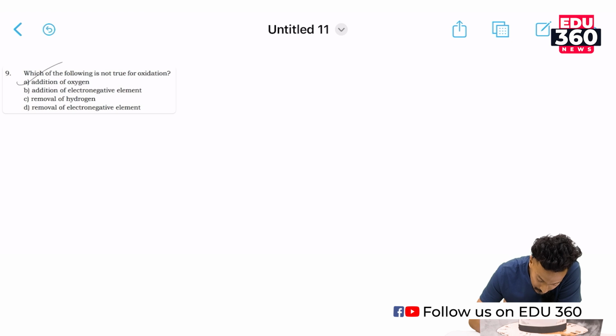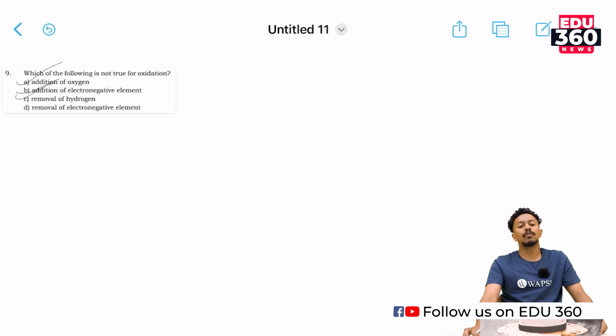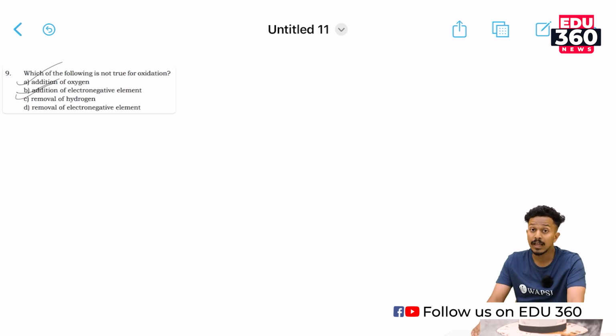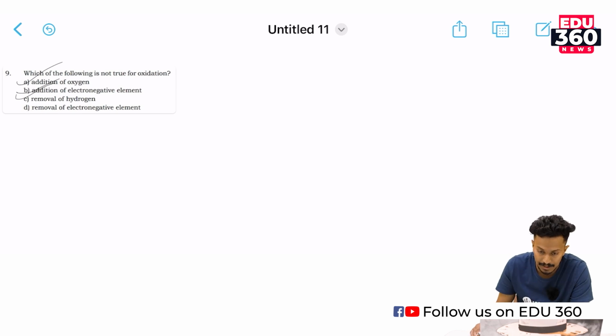Addition of oxygen is correct. Addition of an electronegative atom, yes, that is correct. Removal of hydrogen, yes. Removal of an electronegative atom is the false one, which comprises the reduction reaction. So the correct answer would be option number A, okay.